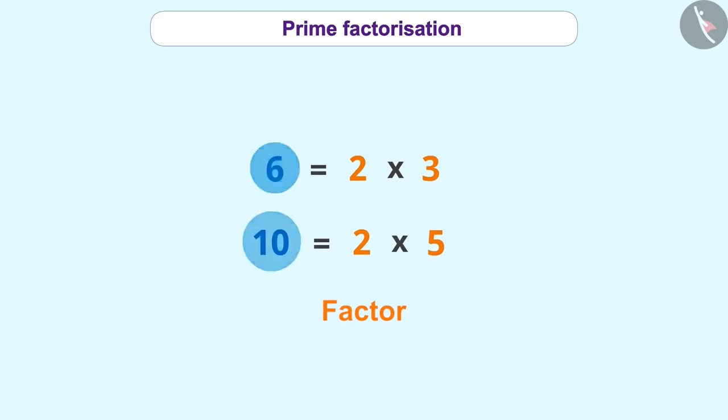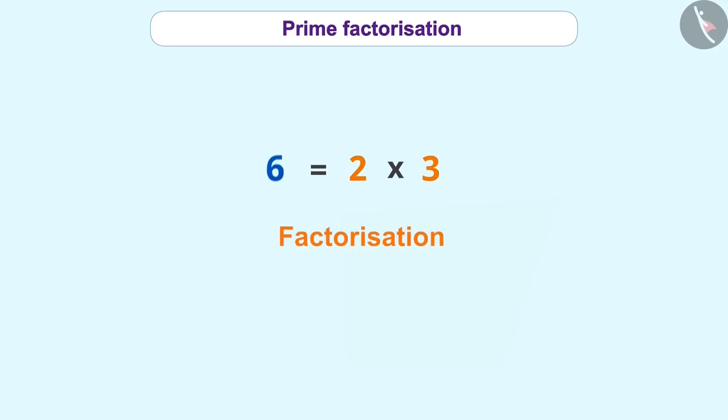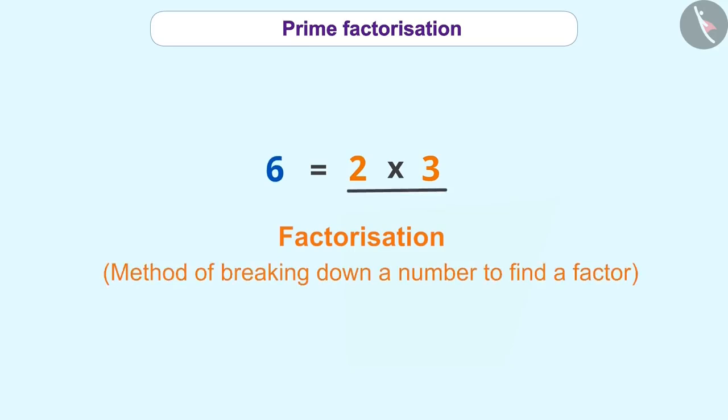Such numbers whose multiplication gives the number itself are called the factors of that number. Sometimes we need to break a number to find those numbers whose product is the given number. That is, we need to find out the factors of that number. The method of breaking a number to find the factors is called factorization.